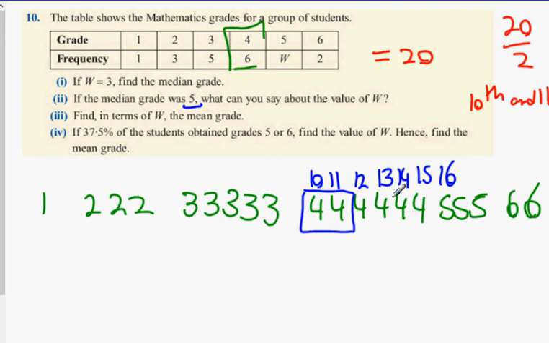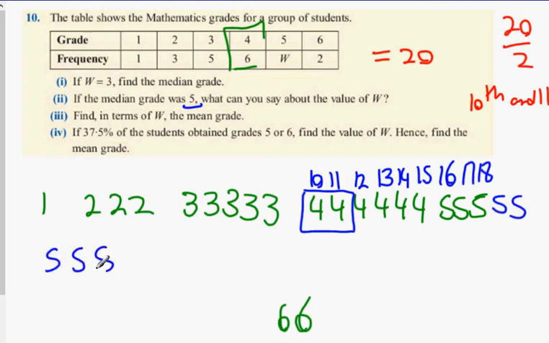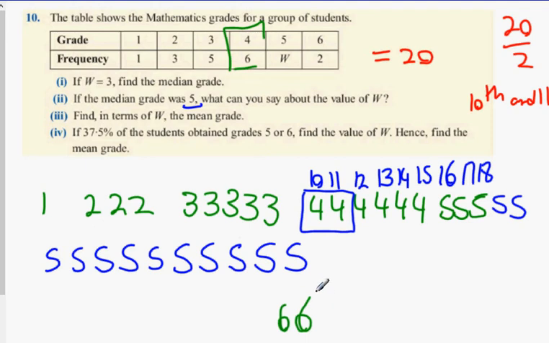So what I'd have to do is bring my 2 6s down the way, and I just have to keep on adding 5. So that'd be 17, 18, 19, 20, 21, 22, 23, 24, 25, 26, 27, 28, 29, 30, 31, 32.